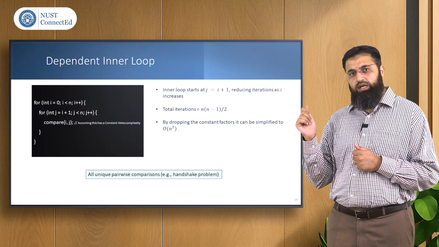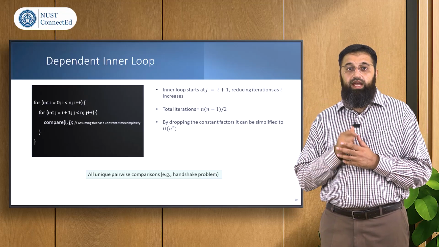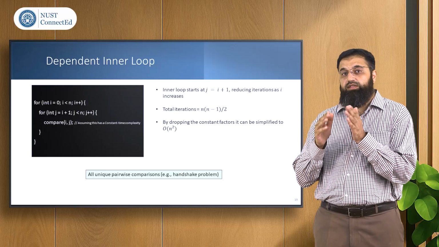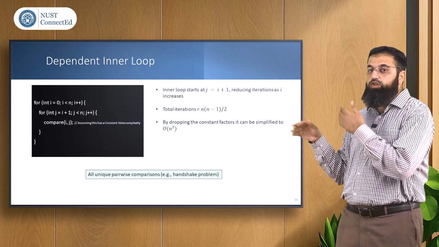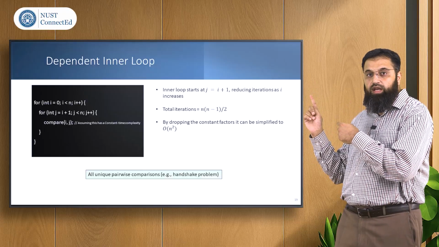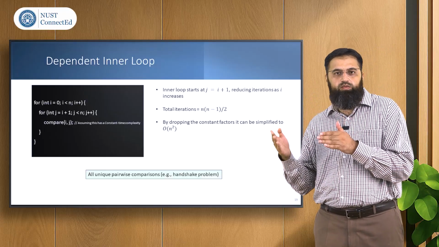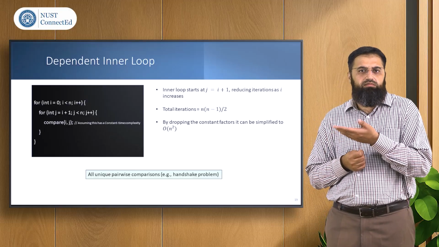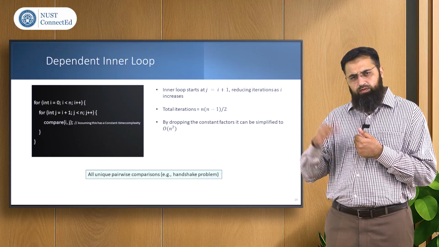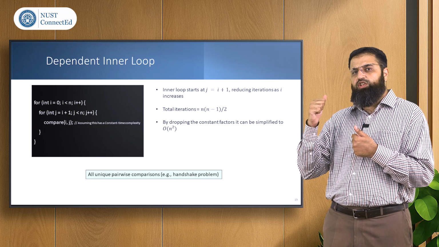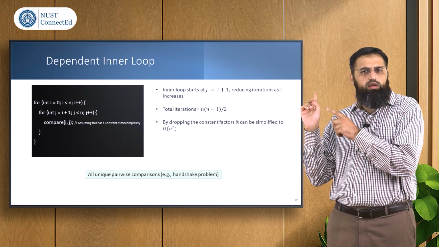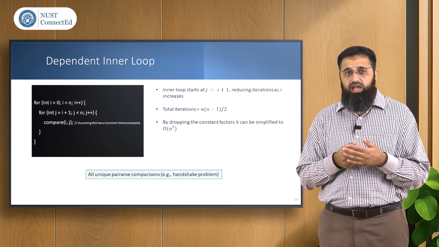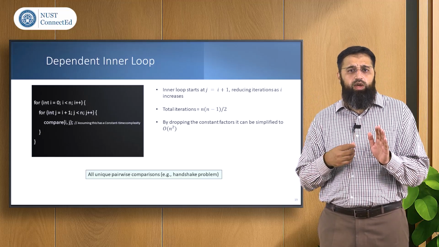Here's a more subtle case. The inner loop doesn't go from 0 to n. It depends on i. So the total number of comparisons is n minus 1, n minus 2, and so forth until it reaches 1, which is equivalent to n times n minus 1 divided by 2. Once we simplify it, it is Big O of n squared. This was the example we saw in the previous lecture as well. You'll see this sort of loop being used in sorting algorithms like bubble sort, or anywhere we are comparing unique pairs.